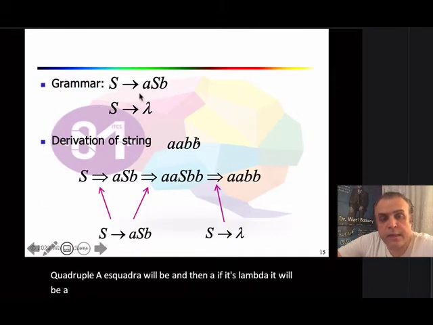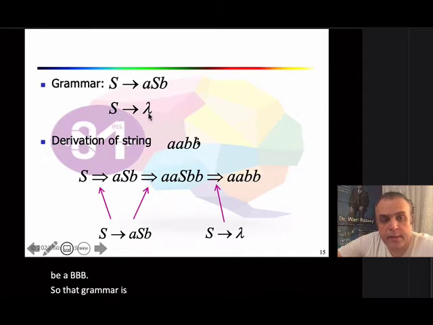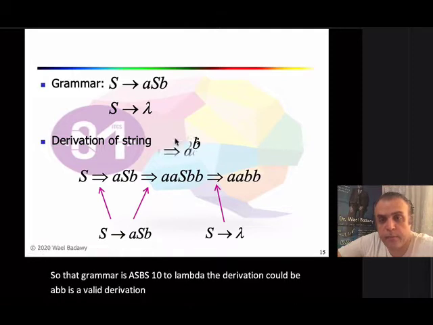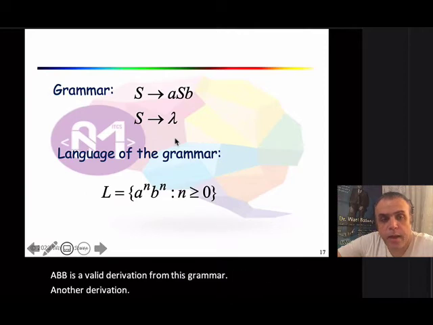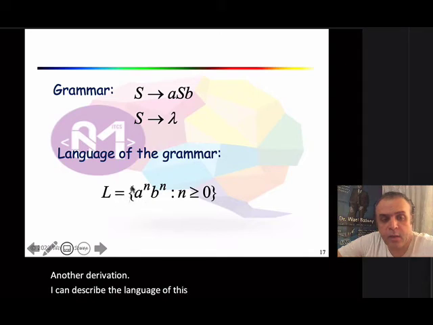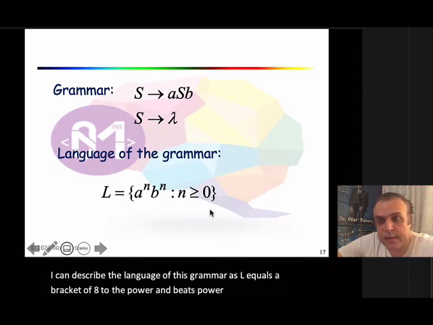So the grammar is S to ASB, S to lambda. The derivation could be AABB. It's a valid derivation from this grammar. Another derivation. I can describe the language of this grammar as L equals the set of A to the power n, B to the power n, where n is greater than 0.